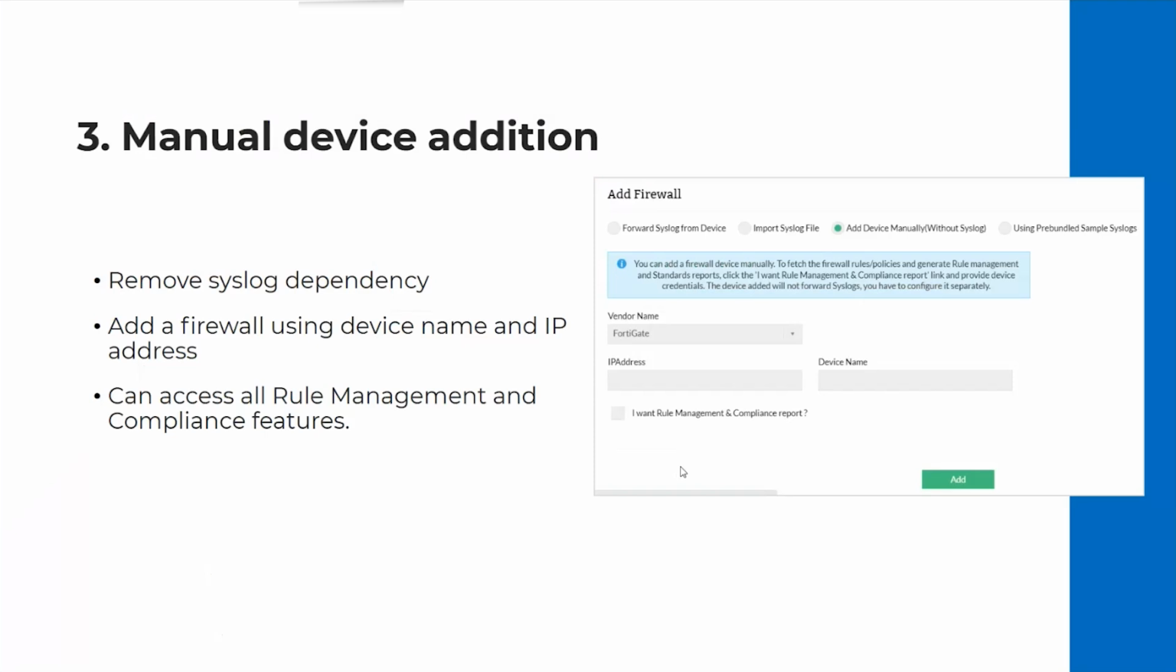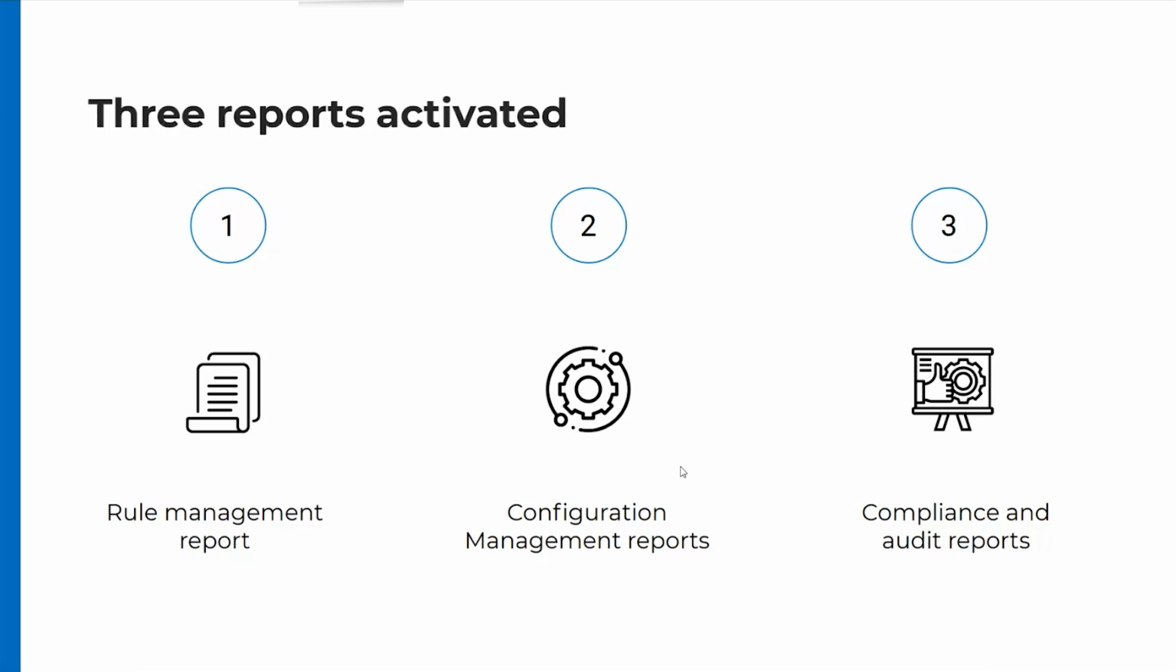Now going back to the presentation, once the firewall rules and configurations are fetched, you can access 3 key reports. The first one is a rule management report. The next one is a configuration management report, and then the compliance and security audit reports. We'll explore all of these reports in greater detail through use cases in the next part of the session on May 15th. For now, let's see how to put Firewall Analyzer to work in a real life scenario.